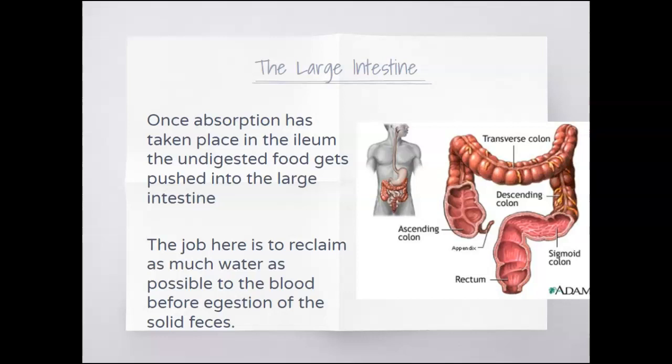All right, so into the large intestine. Once absorption has taken place in the ileum, any undigested food gets pushed into the large intestine. All you want to do here is reclaim as much water as possible before you actually release feces. You don't want to have watery feces, first of all, but you also don't want to release any water that you can use in your body. So if I'm drinking water, it's probably because my body needs water, and so I should take it out of the food that I'm eating and use it where it needs to be used. And that is the large intestine's job, to make sure all water gets used and reclaimed if possible.